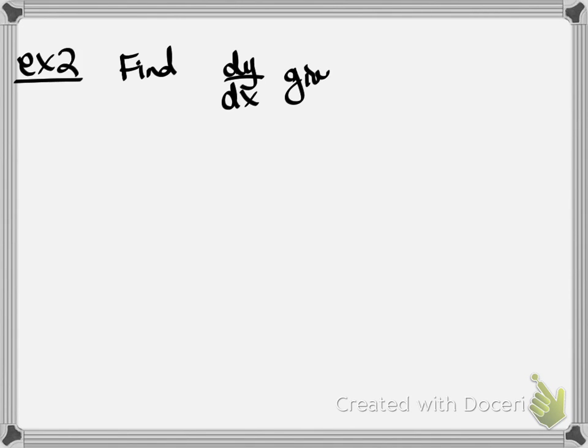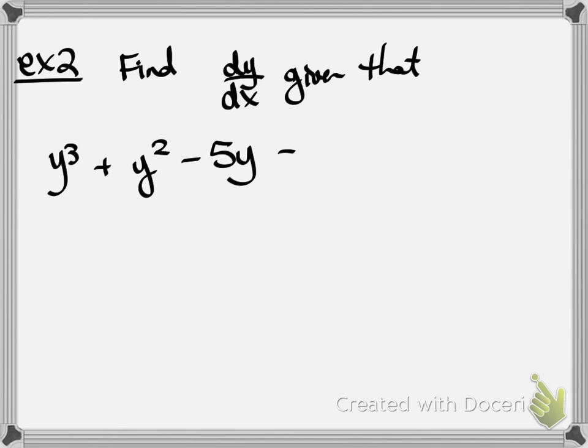Given that y cubed plus y squared minus 5y minus x squared equals -4. Wow, that is 1, 2, 3, 4, 5 terms. Well, we're going to do the derivative of every single term with respect to x.